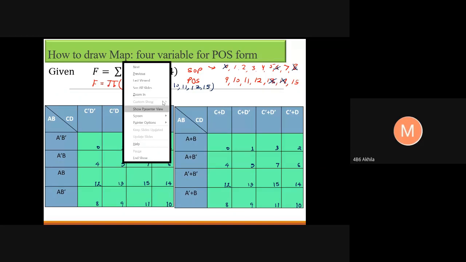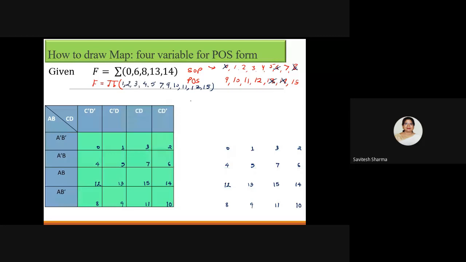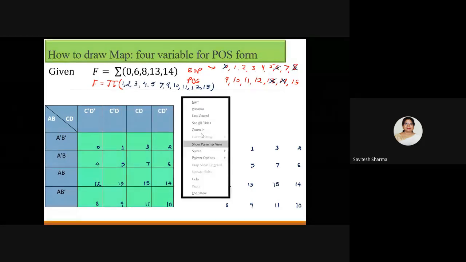Okay, if you understand, do one thing. I am giving you one problem. Tell me fast so that I can move on. You need to judge this yourself. I am saying this is a 3 variable problem. Tell me the SOP and POS form.